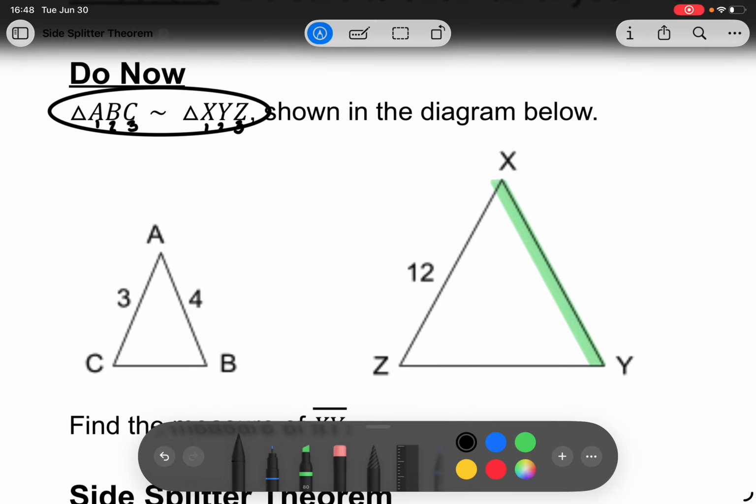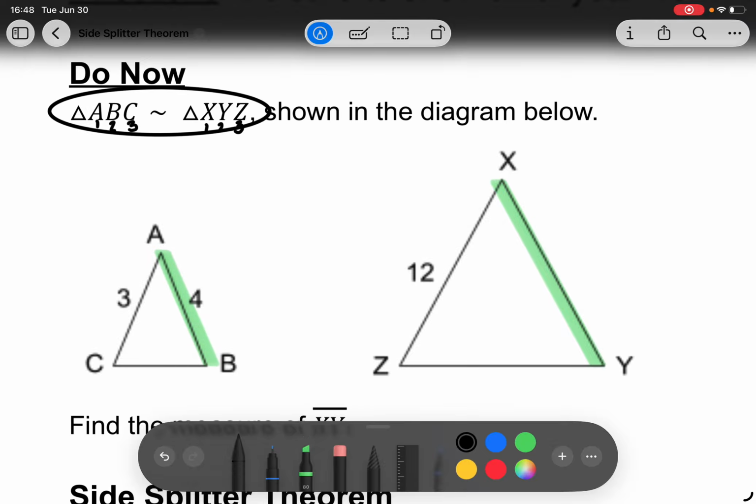So A, since it's 1, has to correspond with the side that's 1 on XYZ, which will be X. B will correspond with Y, C will correspond with Z. BC corresponds with YZ, and then CA corresponds with ZX. So as long as you stay in the same order, it makes it easier for you to understand which sides should be mapped onto another one once a dilation fully occurs. So we know that XY is going to be our green. We also know that XY should correspond with AB because those are the first two.